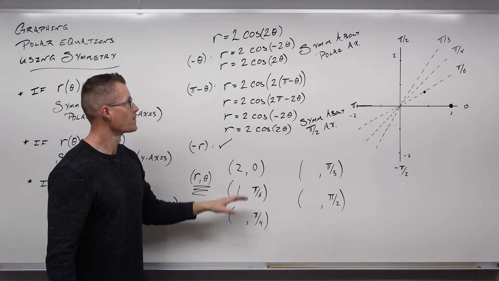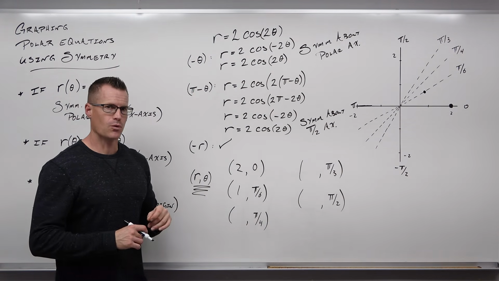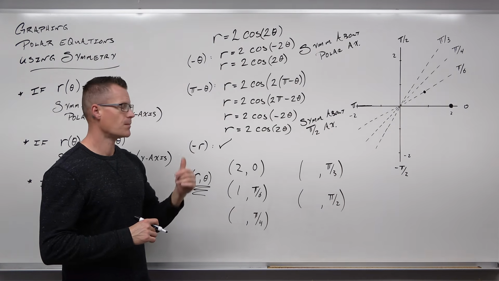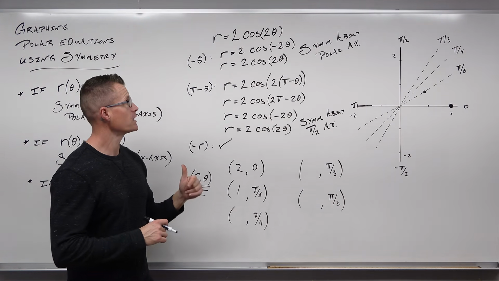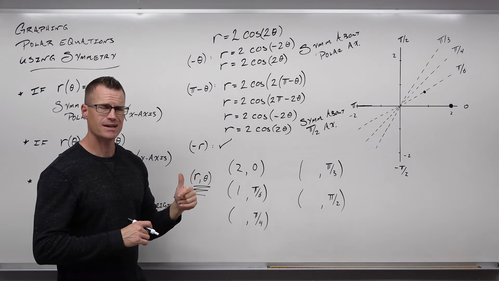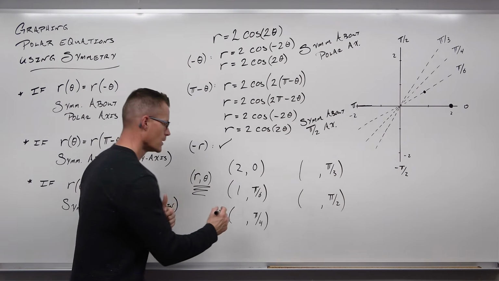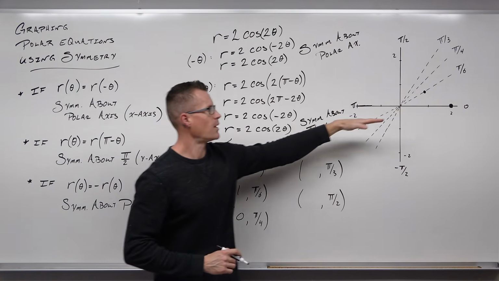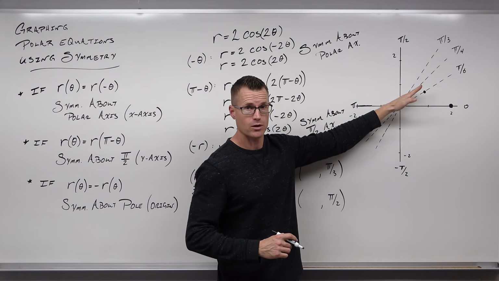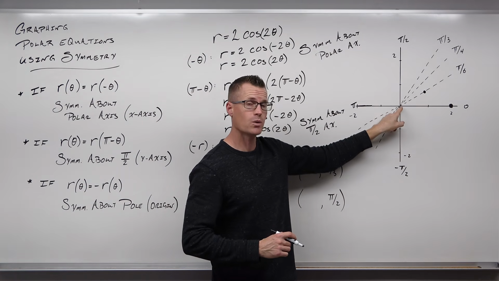Let's go to pi over 4. 2 times pi over 4, well, let's see, that would be pi over 2. Cosine of pi over 2, that's 0. 2 times 0 is 0. This says go along pi over 4, but you're not going along it. You're going 0 from it. So you are at the pole.